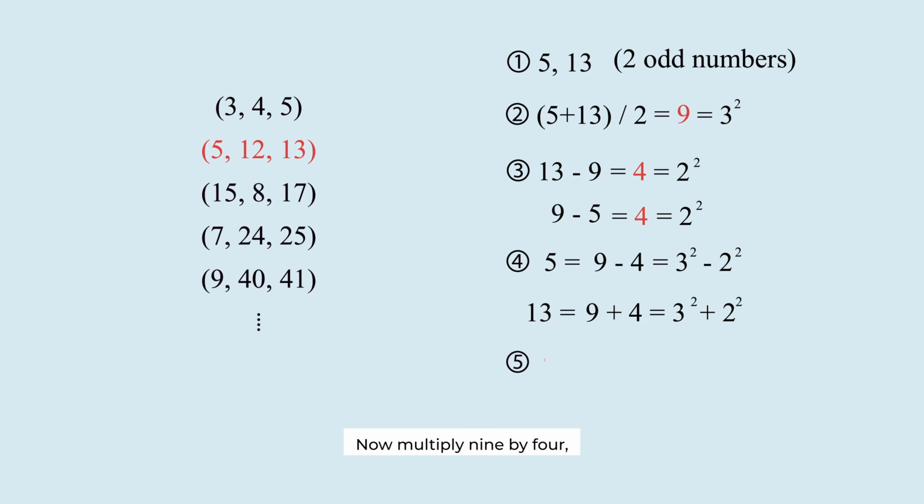Now multiply 9 by 4, and then by 4 again. That's 12 squared, the even number in the triple. Coincidence? Let's test some more.